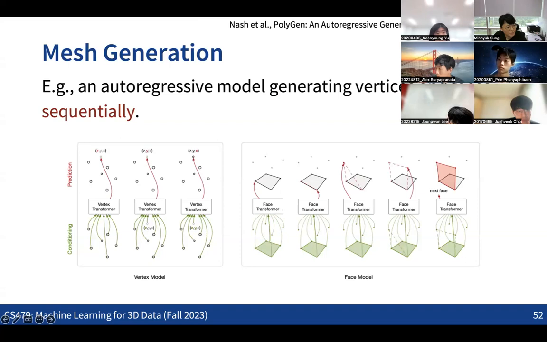So in this case, we sort all the vertices and faces in the given 3D model in some specific way. Then we produce the sequence of vertices and faces using very conventional neural network architectures that can produce sequential data. In this way, we can make a sequence of vertices and a sequence of faces. And these were the outputs of the generation.